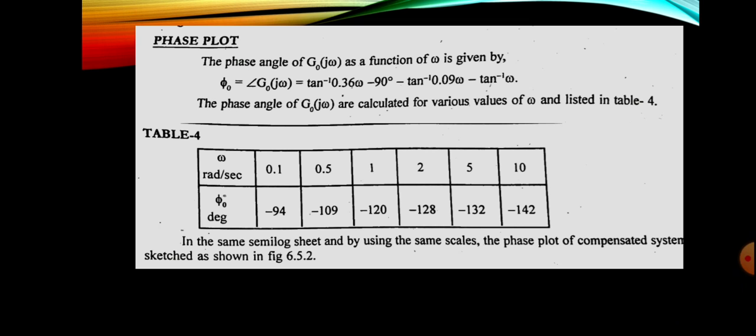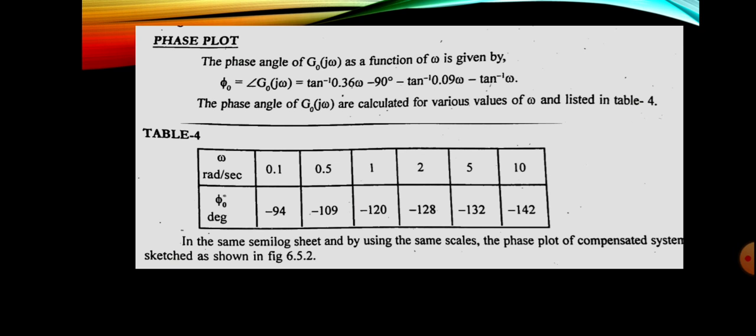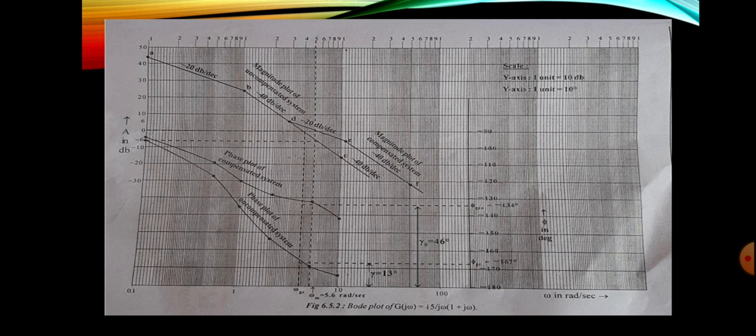And the next value is 2. For 2, see here in the graph, 2 is not marked, but here 1 and 10 are marked. So go to the upper scale, where 1 and 10 are marked. This is 1, this will be 2, 3, 4, 5 like that. So 2 will be here. What is the value for 2? Minus 128. Minus 128 means somewhere between 120 and 130, and go for 2. That 2 value will be here.